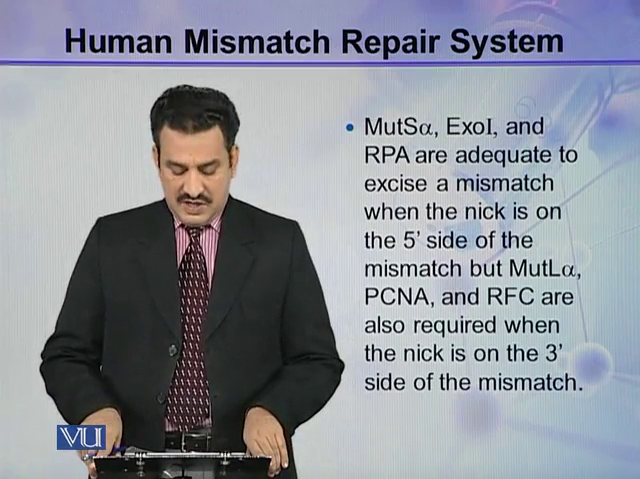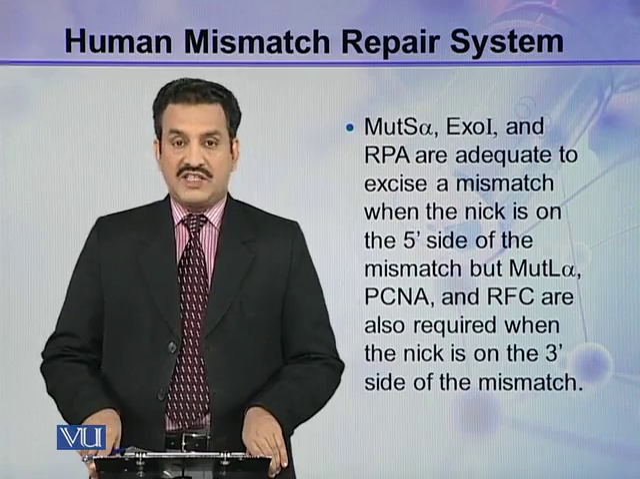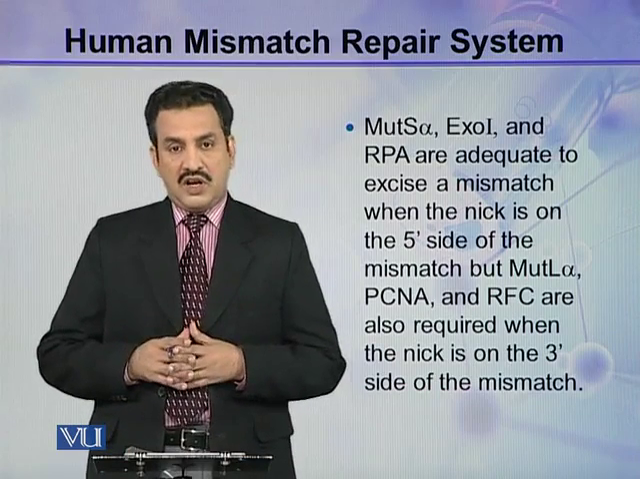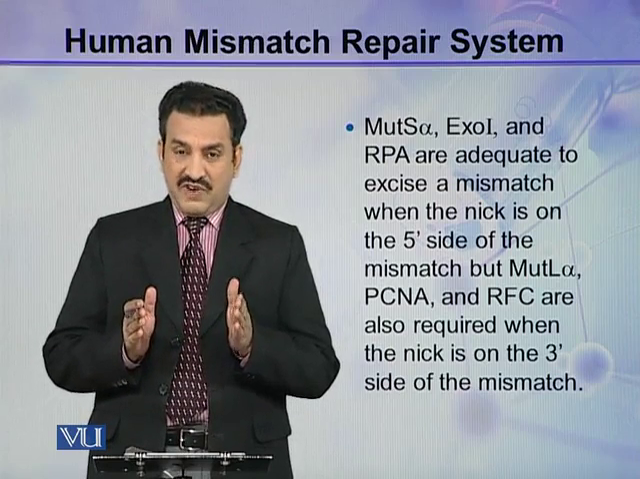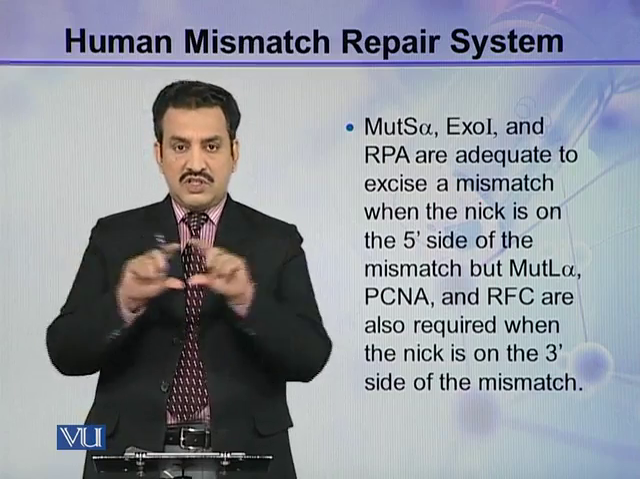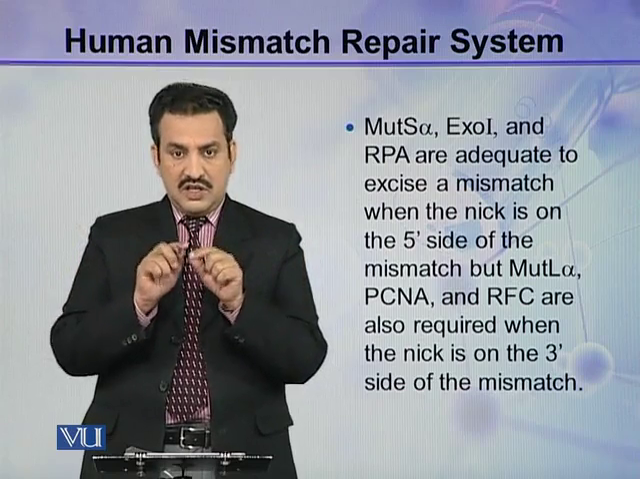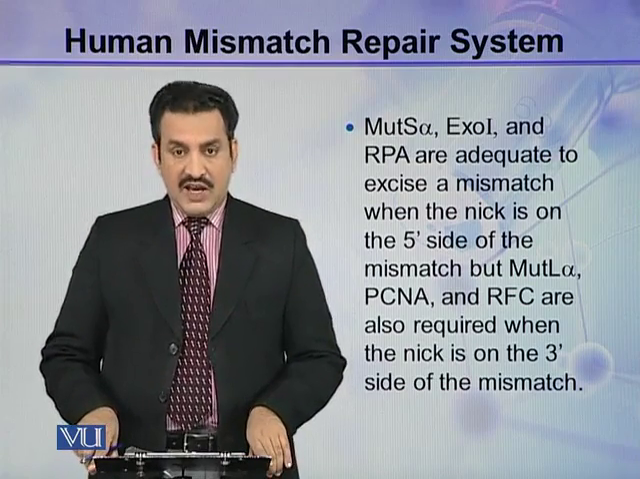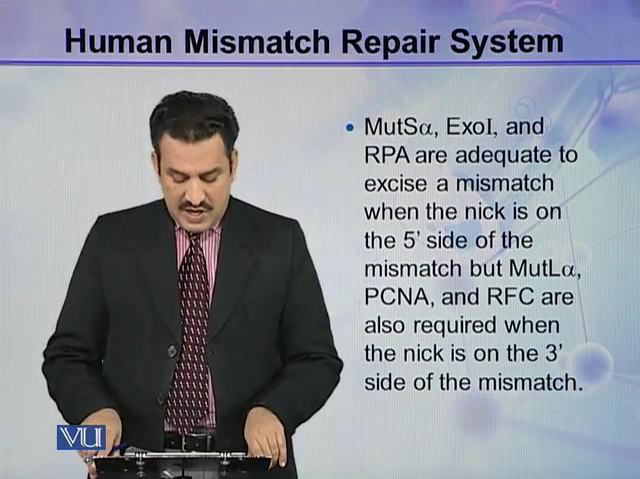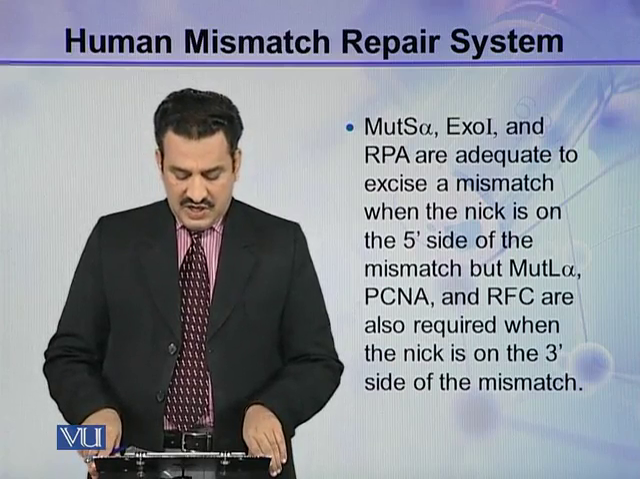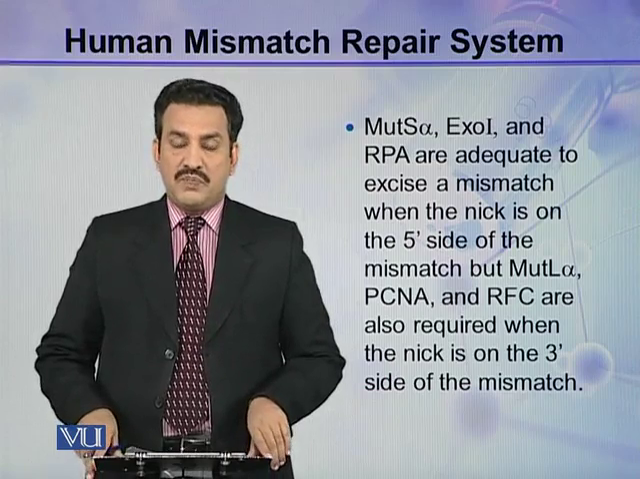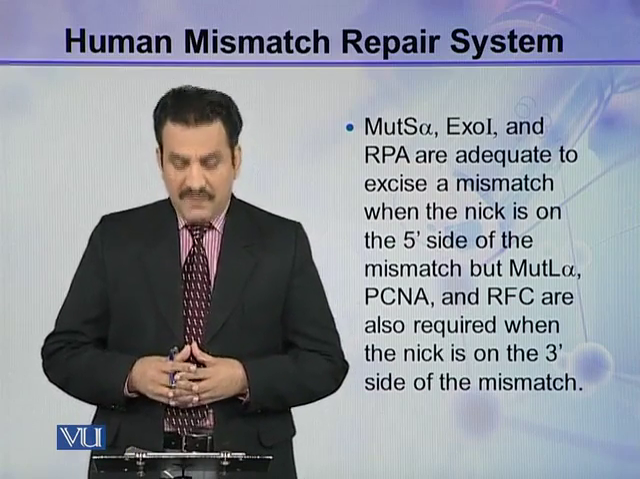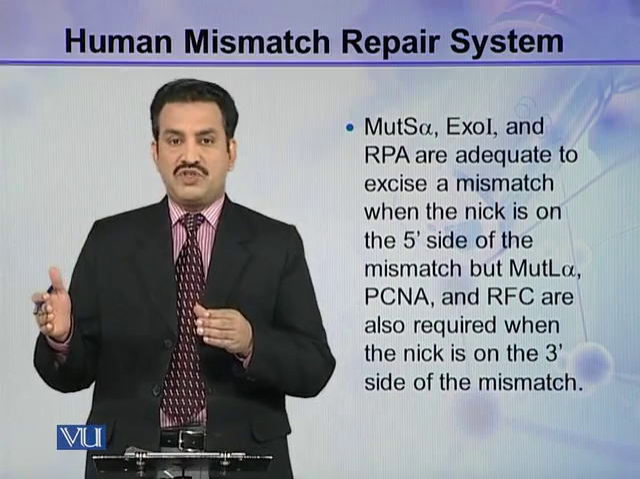MutS alpha, Exo 1 and RPA are adequate to excise a mismatch when the nick is on the 5' side of the mismatch. So these three are required when the nick is on the 5' side of the mismatch. You can see this is a strand, and here in the center is the mismatch. If the nick is on the 5' side, then these three, that is MutS alpha, Exo 1 and RPA, are required, while MutL alpha, PCNA and RFC are also required when the nick is on the 3' side of the mismatch. So in addition to the above three factors, these three more factors are required when the nick is on the 3' side of the mismatch.